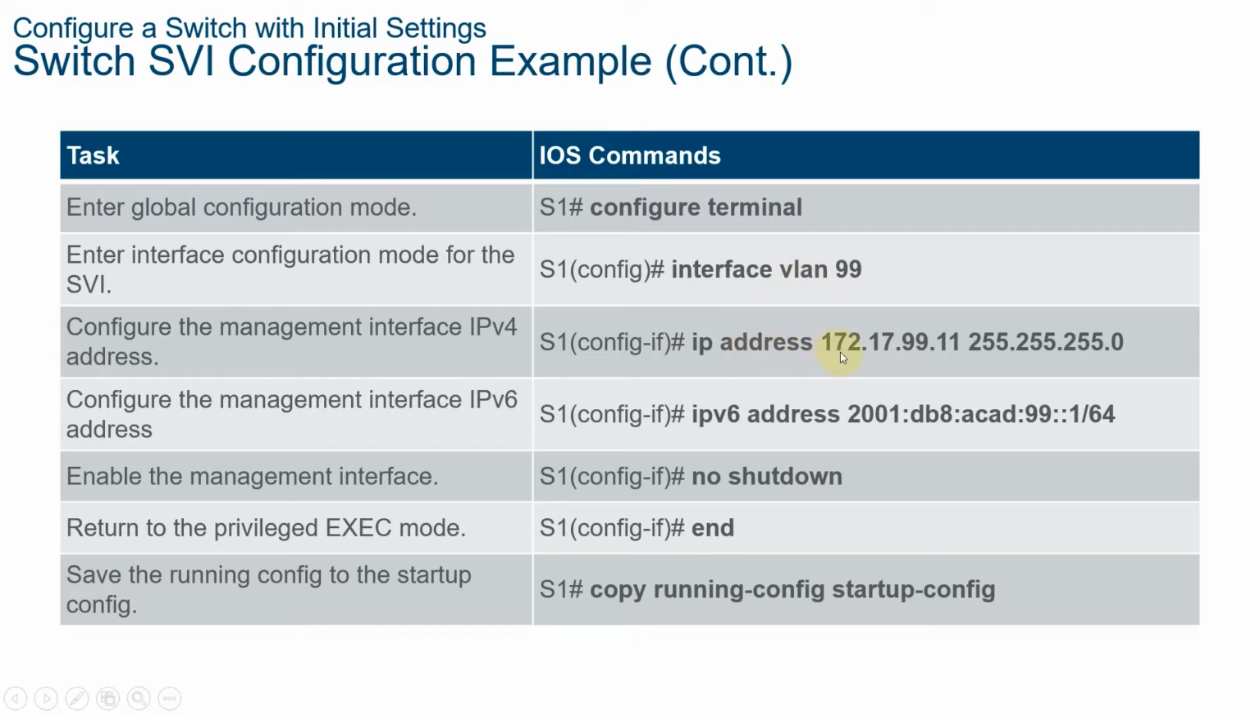IP address 172.17.99.11, and then a subnet mask of 255.255.255.0. If you are configuring the management interface IPv6 address, you do it this way: ipv6 address 2001:db8:acad:99::1/64. After you have defined the IP address and the subnet mask, enable the management interface by typing no shutdown. Then save the configuration using the command copy run start, or copy running-config startup-config.